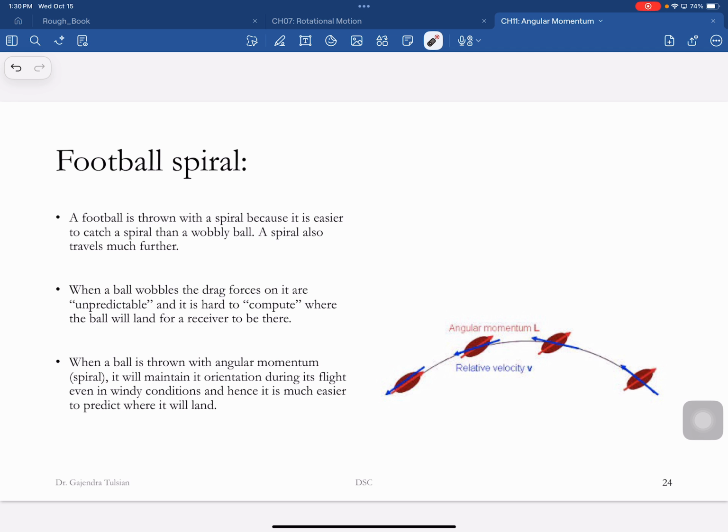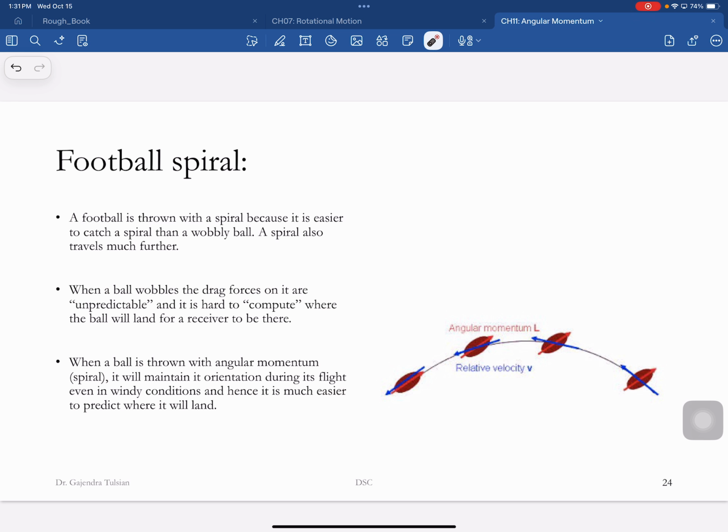Why do you throw it with a spin? Okay, so here's why you throw it with a spin. On a windy day, if the football wobbled as it was flying, the drag force would change. If it wobbled, the drag force is fluctuating all the time.